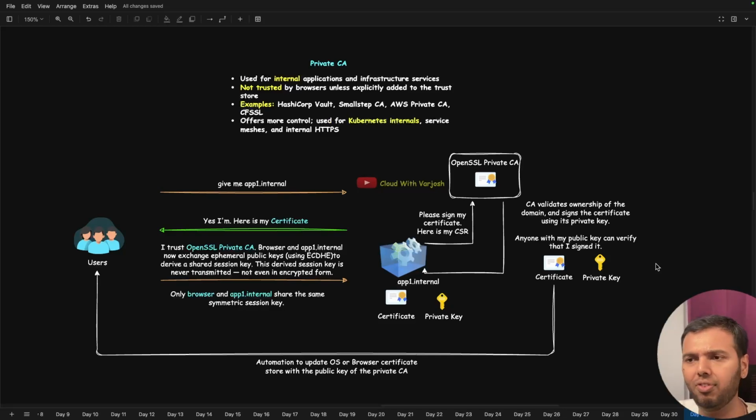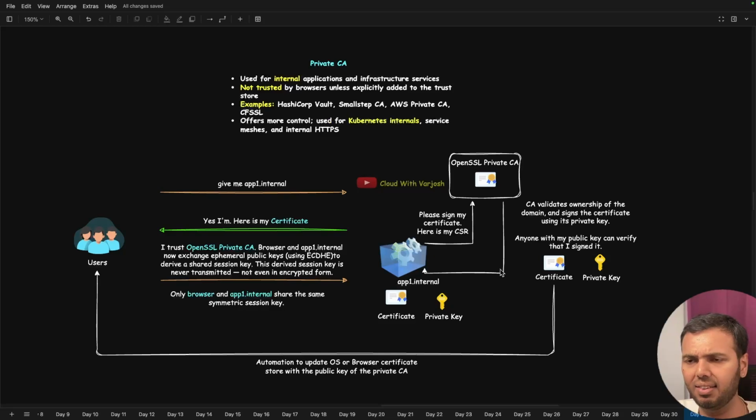For example, let's say you open an organization and you are 20 odd people, and there is an internal website that only those 20 people access. Then you will not go to the burden of contacting a public CA. What you can do is have a private CA for that purpose, because you know the audience of your website is all internal. So private CAs are often used for internal applications and infrastructure services, and are not trusted by browsers unless explicitly added to the trust store. This is an important part.